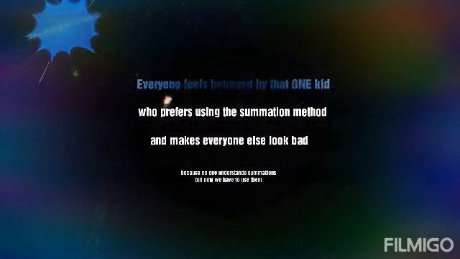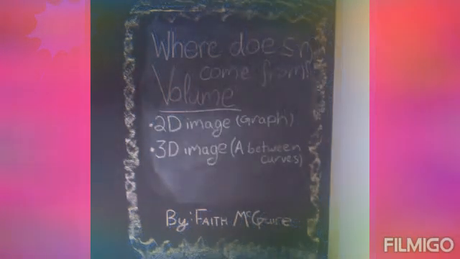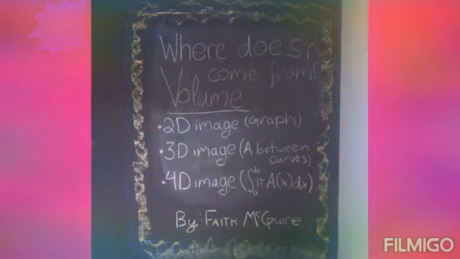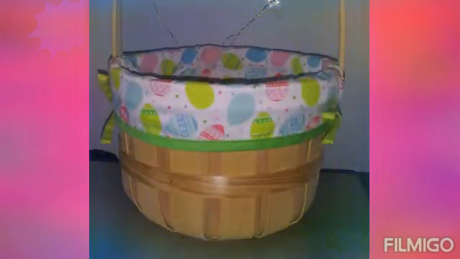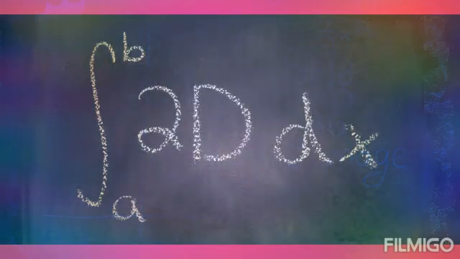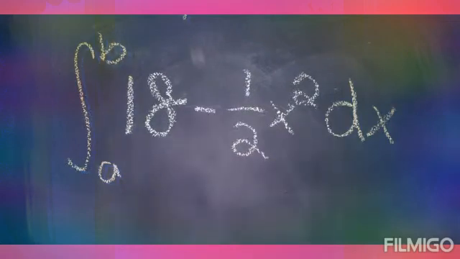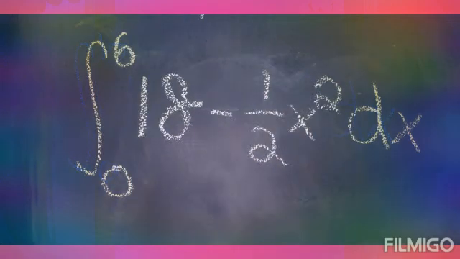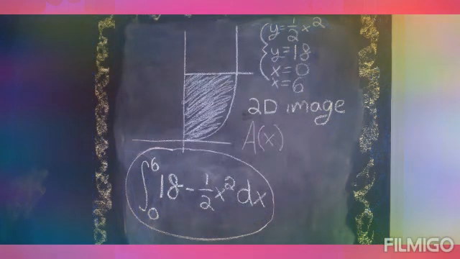So now the question is, where does volume even come from? Well, it's a 2D image that evolves into a 3D image that evolves into a 4D something tangible, kind of like Pokemon or Digimon. Take this basket, for example. If this system creates a 2D image of half of our basket, then the area of this 2D image, or the integral from a to b of our upper function minus our lower function, would equal the integral from a to b of 18 minus 1/2 x squared, with 0 and 6 being our limits or boundaries, and this integral produces the area between our curves.